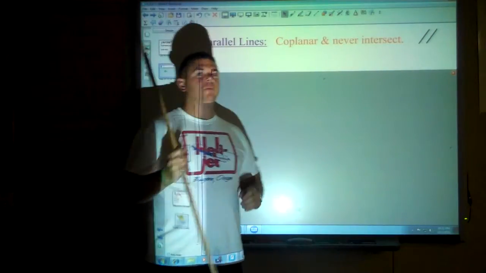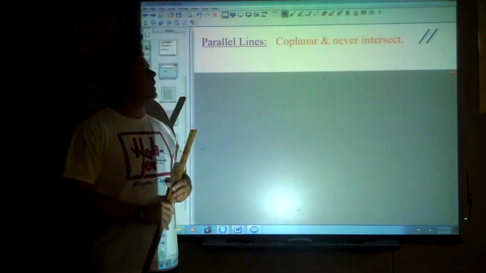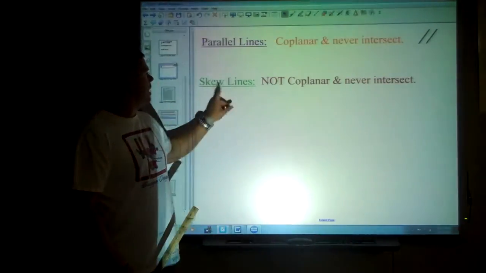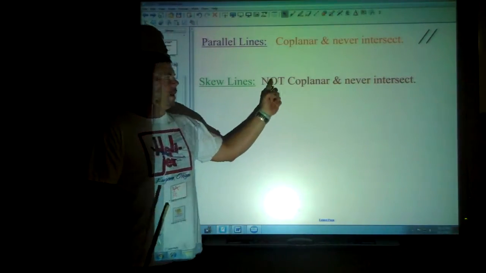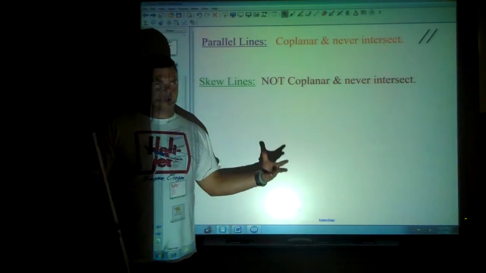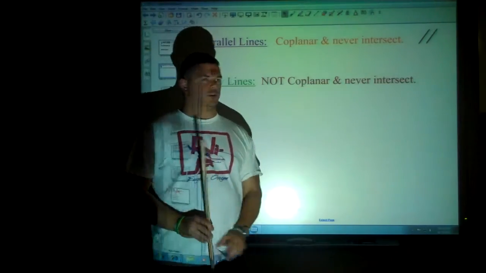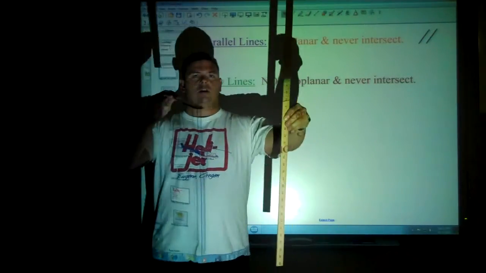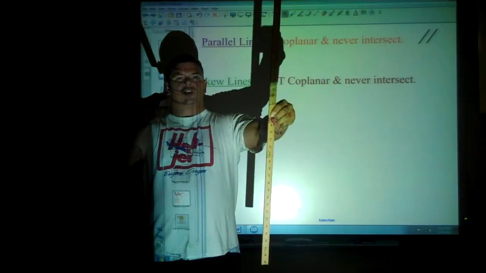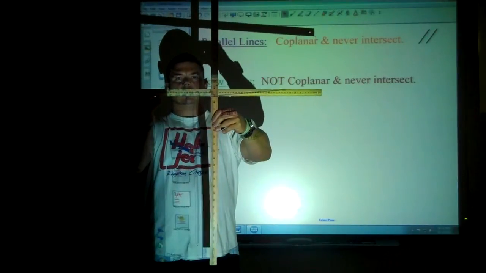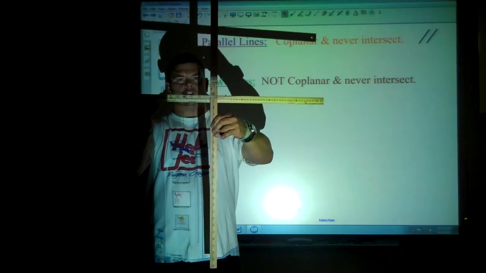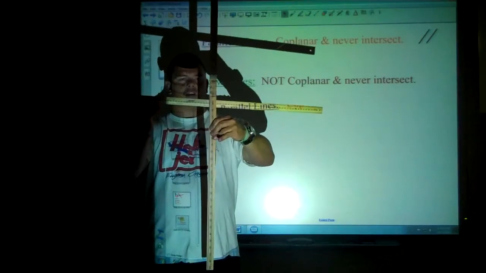Now, what's different than parallel lines, but similar in the fact that they never touch each other, is the idea of a skew line. Now, skew lines are not coplanar, which means they don't lie in the same plane, but they still never intersect. So they're like this. These lines would be considered skew. This is not skew. This would be perpendicular to each other. These would be intersecting lines.